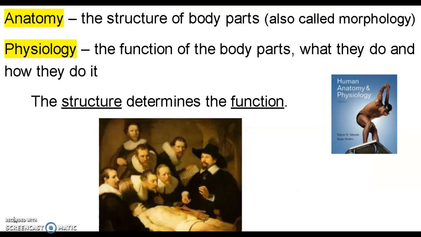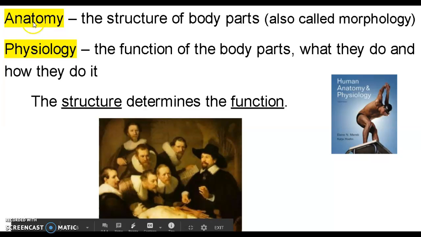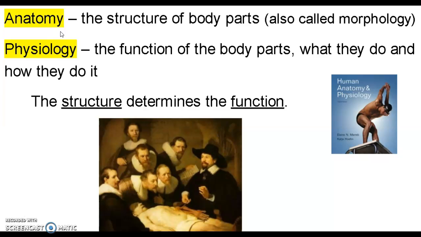So what is anatomy and physiology? Both of these terms come from the Greek. The word anatomy in Greek means to cut up, and early anatomists would do dissections on, at first animals, but then would look at the human body in order to learn about the structure of the body parts.